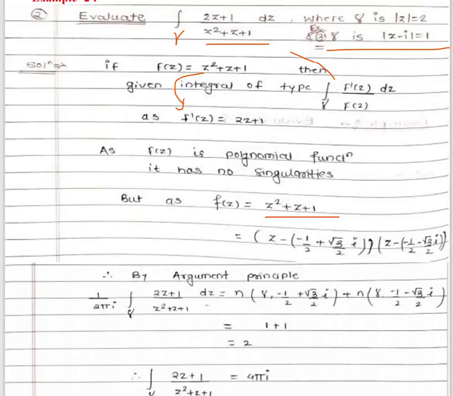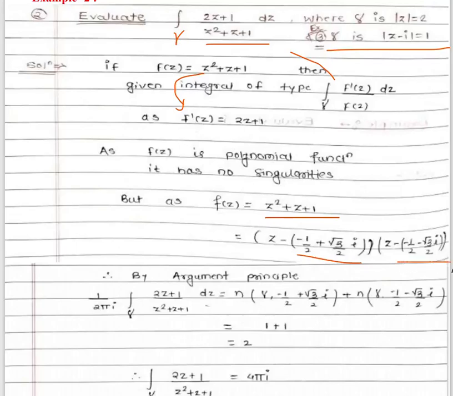Okay, so this is the solution of this term. Therefore, by using the argument principle, this is z minus a first point and this is z minus a second point. So by using the argument principle, 1 upon 2 pi i integral over curve gamma of (2z + 1) upon (z² + z + 1) dz equals the index of the closed curve at the point minus 1/2 plus root 3 upon 2 i, plus the index of the closed curve at the point minus 1/2 minus root 3 upon 2 i.